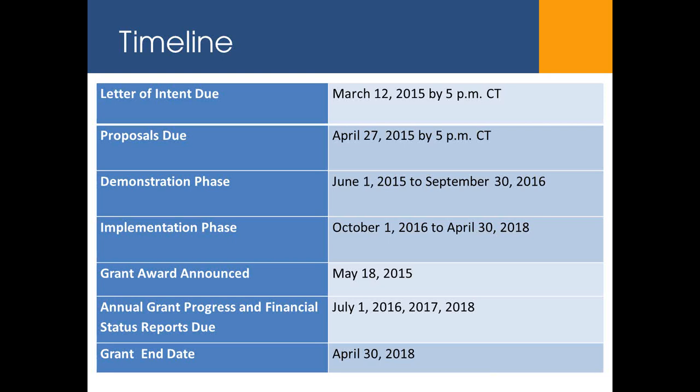Your proposals are due April 27th by 5 p.m. The demonstration phase begins June 1st and ends September 30th, 2016. The implementation phase begins October 1st, 2016 through April 30th, 2018. The grant award is announced May 18th, 2015, and your annual grant progress reports and financial reports are due July 1st of every year, 2016 through the end of the grant period, which is April 30th, 2018.